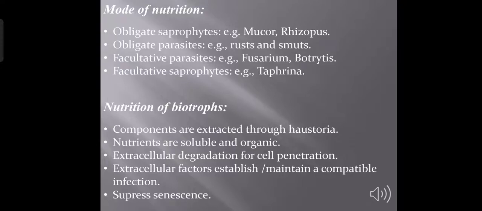Mode of nutrition. There are four types of mode of nutrition: obligate saprophytes, obligate parasites, facultative parasites, and facultative saprophytes. In obligate saprophytes, an example is Rhizopus. In obligate parasites, examples are rusts and smuts. Facultative parasite: Botrytis. Facultative saprophyte: Taphrina.